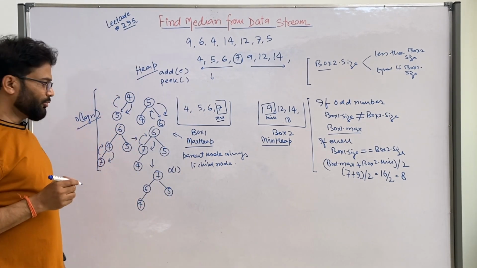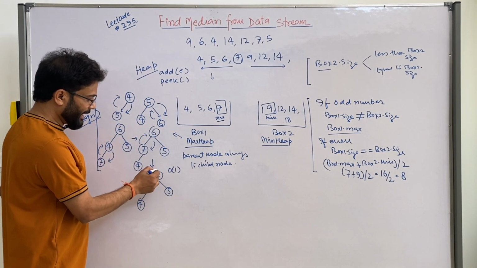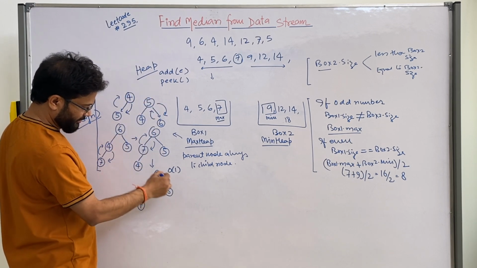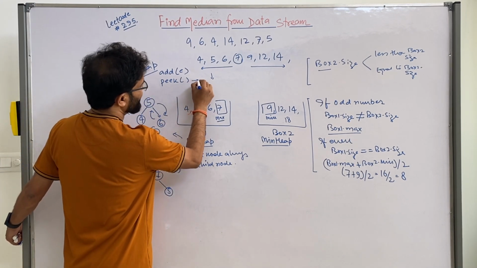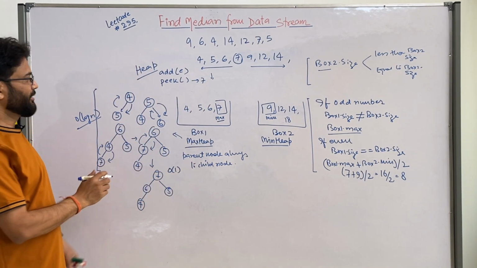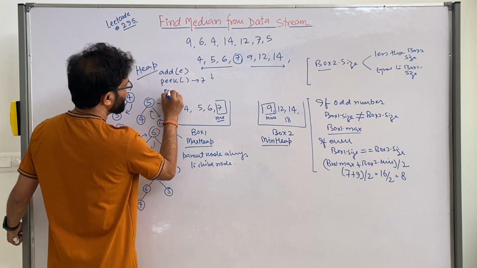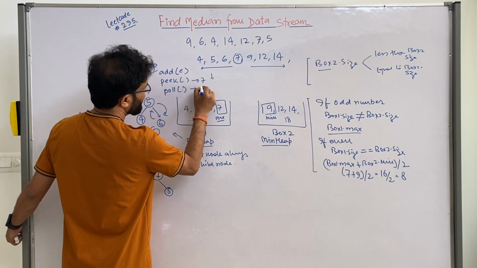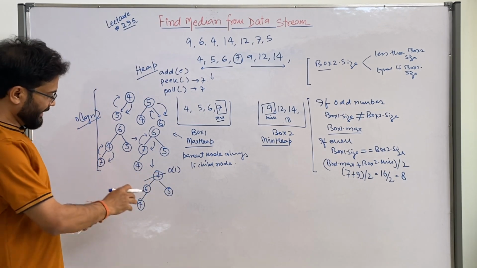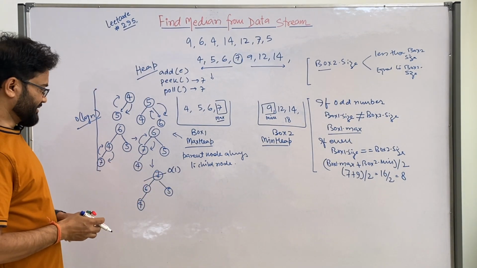What will the peek do? Peek will give the root information. According to this, if you do the peek, it will give the 7, but it will not delete the 7 from here. But if you do the poll, it will return the 7 also, and it will delete the 7 from here also, and again it will heapify to the same construction.